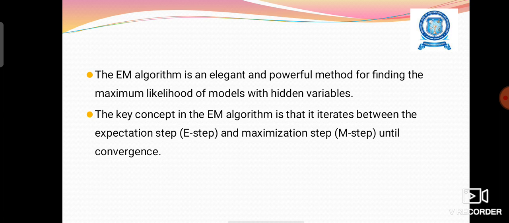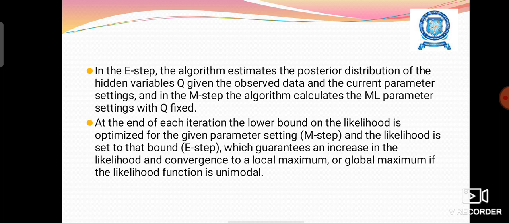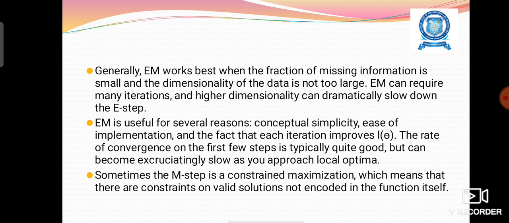It is an elegant and powerful method for finding the maximum likelihood of models with hidden variables. In the E step, the algorithm estimates the posterior distribution of the hidden variables Q given the observed data and the current parameter settings, and in the M step, the algorithm calculates the ML parameter settings with Q fixed. Generally, the EM algorithm works best when the fraction of missing information is small and the dimensionality of the data is not too large.